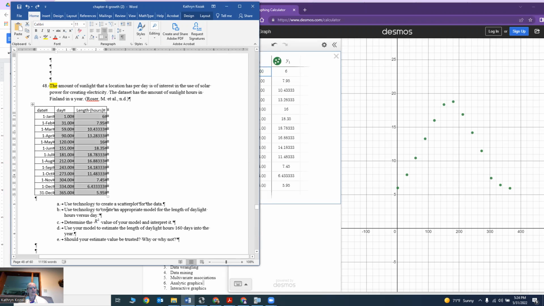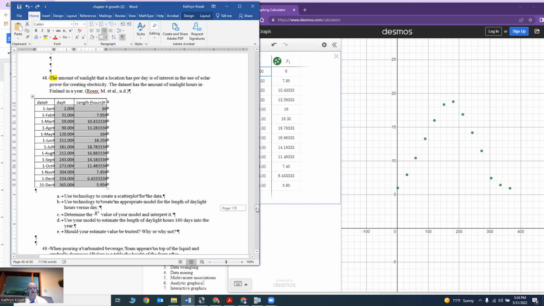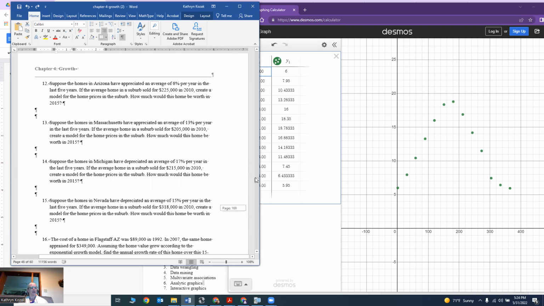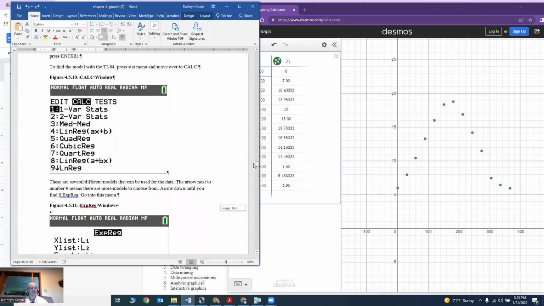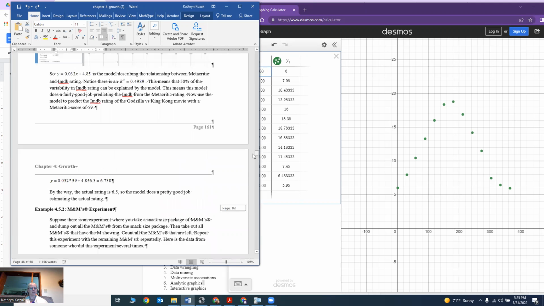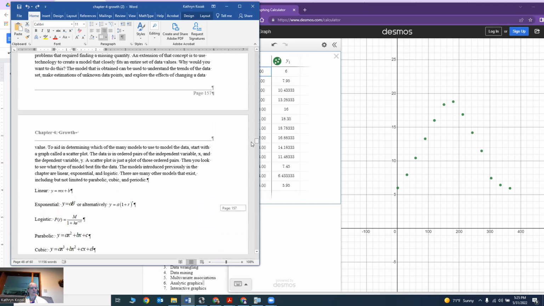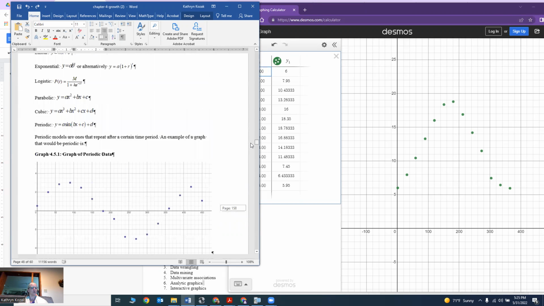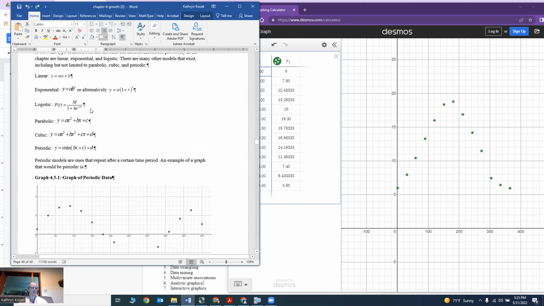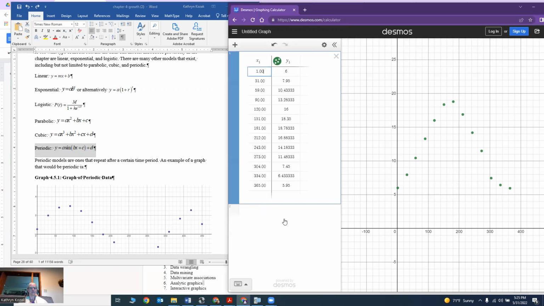I would like to now use technology to create an appropriate model for the length of daylight hours. I want to go back to my modeling to find out what that equation looks like. At the start of modeling in the textbook, there's a description of all the different models we use in this class. There are lots of other models, but these are the main ones. We're looking at periodic, and periodic has this form: y equals a times the sine of bx plus c, plus d.